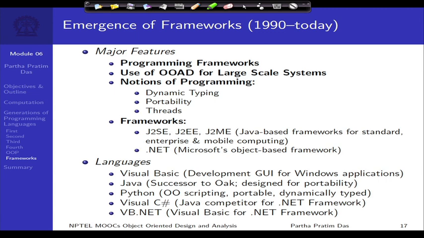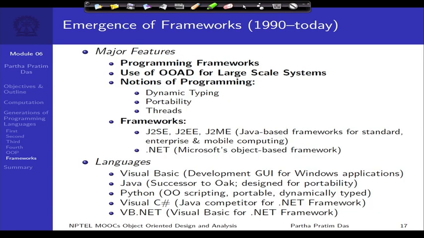Beyond the 1990s, slowly the situation started becoming different. The trend of designing new programming languages and empowering them with more of an object oriented flavor continued, but a major trend was observed to develop programming frameworks.